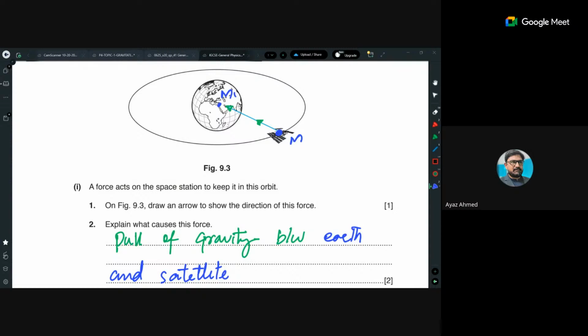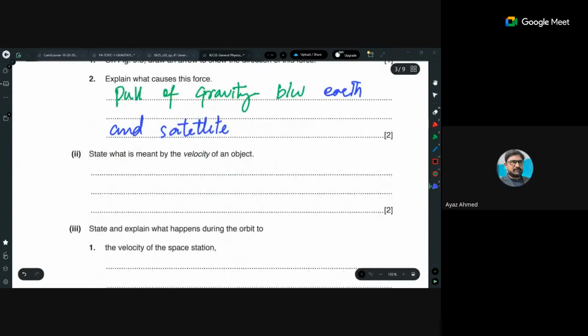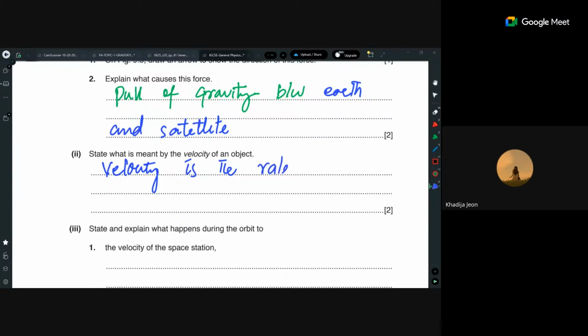Should I move to next part? Yes, sir. That is: state what is meant by the velocity of an object. So what is velocity, by the way? Khadija, velocity, what did you write? Sir, definition should be up here. Velocity is the rate of change of speed.